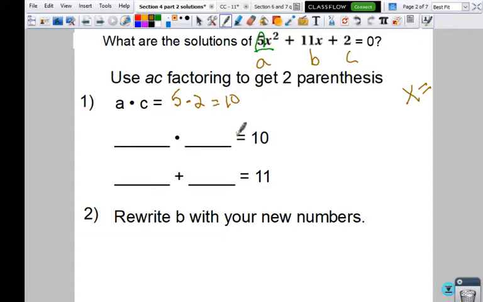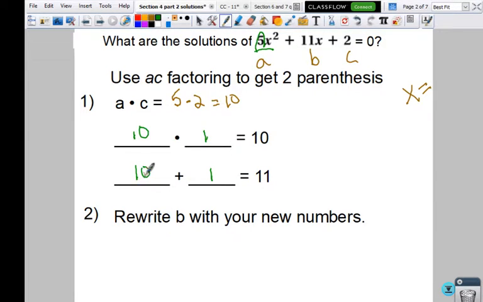I want to know what times what is 10 and adds up to 11. That is my step 1: do A times C, and then do this little multiply-plus thing. What do you think, Greg? 10 and 1. So 10 times 1 is 10, and 10 plus 1 is 11. That's step 1.